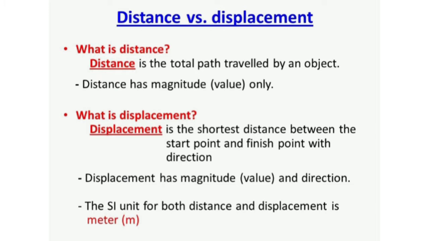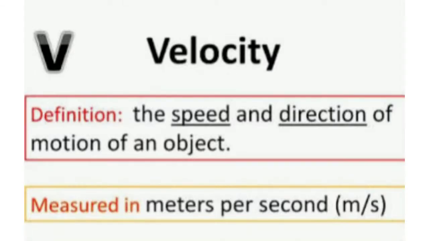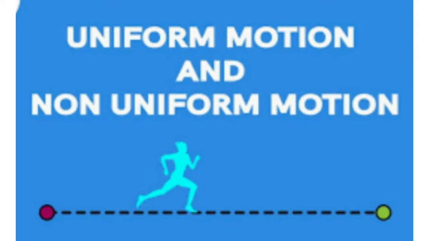Can you say the definition of velocity? The speed and direction of motion of an object. What is the SI unit of velocity? Meter per second. Now we can study about uniform and non-uniform motion.